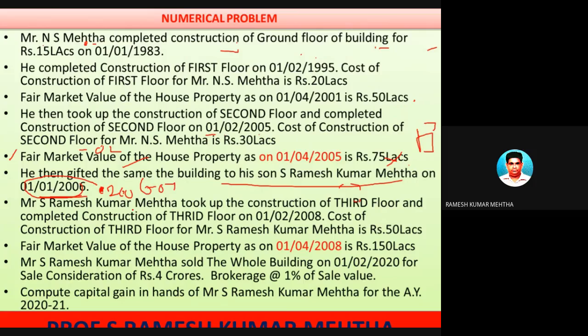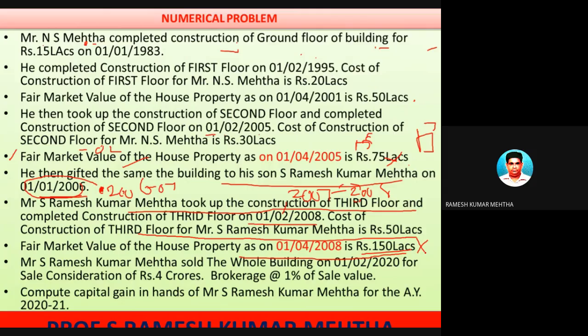Now Mr. S. Ramesh Kumar Mehta took up the construction of the third floor of the house property, and he completed the construction on 1/2/2008, that is in the year 2007-2008. Hope you understood this. And the cost of construction of the third floor is 50 lakh rupees in the hands of S. Ramesh Kumar Mehta. So this point is also over. The fair market value on 1/4/2008 of the house property, which is ground floor, first floor, second floor, and third floor, is 150 lakhs.